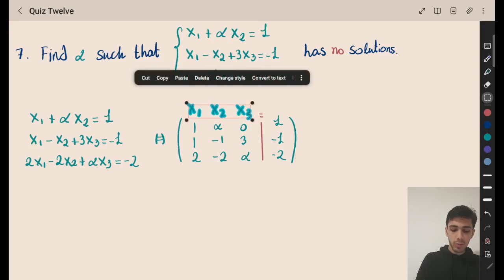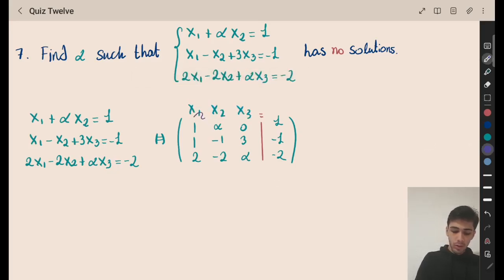So this is really how it reads off. 1 times x1 plus alpha times x2 plus 0 times x3 is equal to 1. You could proceed similarly for the other 3 rows. So it is a way to encode our system of equations in a way that we can read and handle as well.